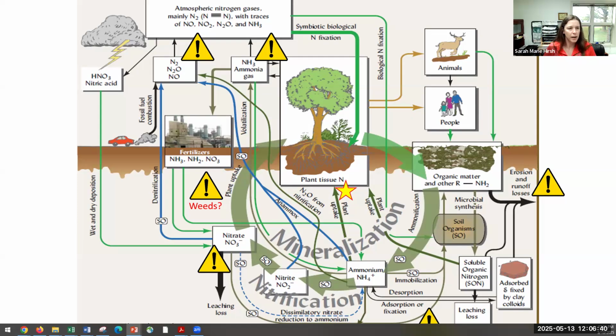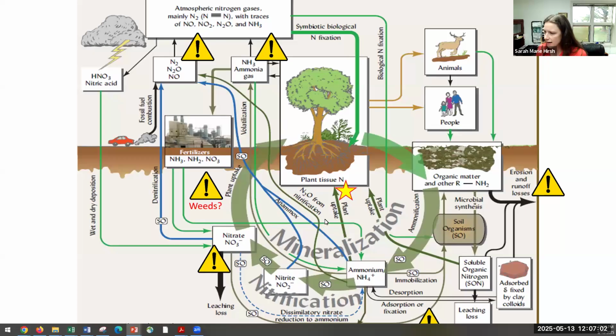Sometimes you'll hear about that with a cover crop that has a very high carbon to nitrogen ratio, a lot of carbon compared to the nitrogen. The bacteria in that soil will eat up that nitrogen and prevent the plant from getting it. That's called immobilizing that nitrogen.